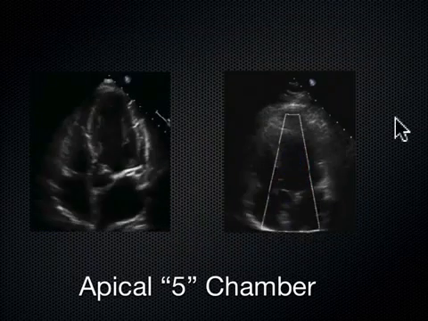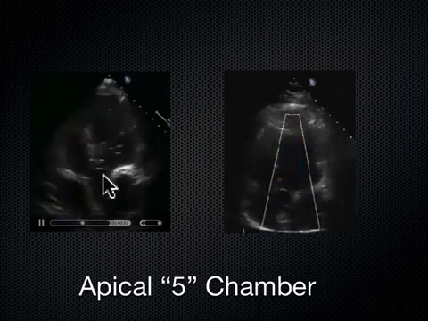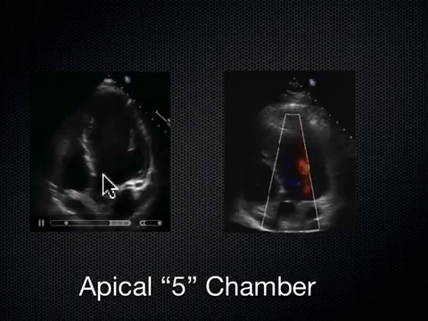This is what it looks like when we have it really nice. Apical 5th chamber, there's the aortic valve right there. See that? Where my arrow is? I'll get it out of the way.